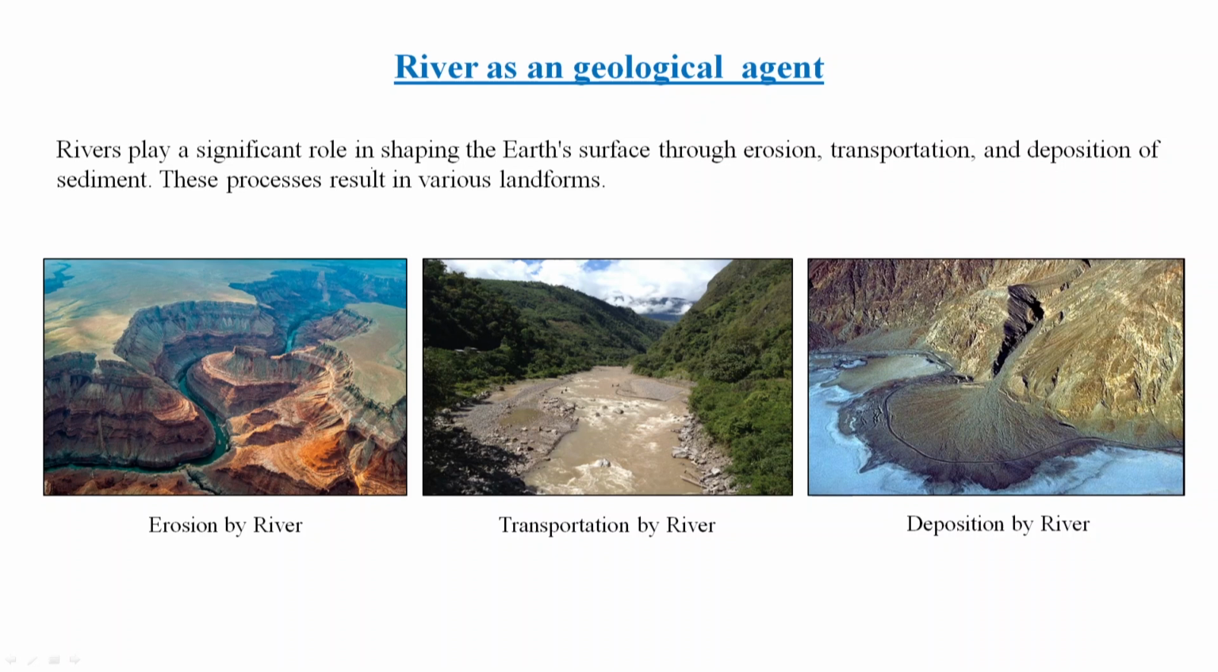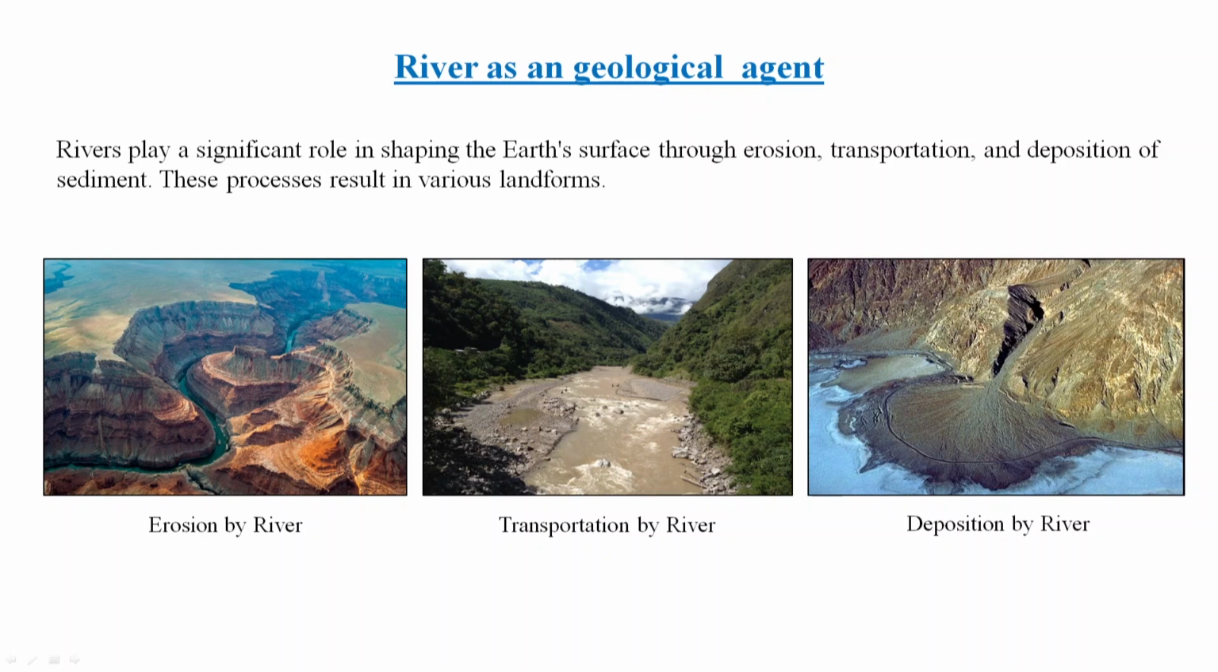Before finishing the second part of our discussion, I'd like to mention that rivers do play a significant role in shaping the earth's surface through erosion, transportation and deposition of sediment. These processes result in various landforms. So in the third part of our discussion on streams and rivers, we will be discussing the different landforms formed by rivers.